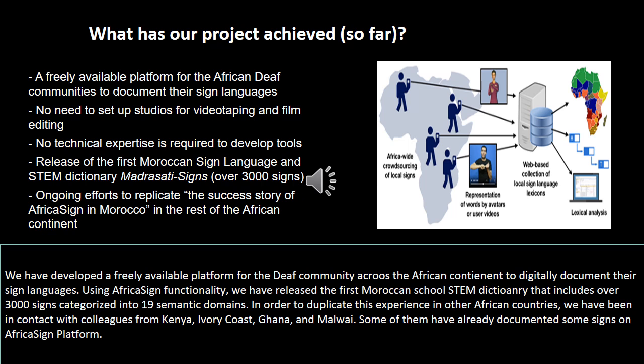This dictionary contains a little over 3,000 signs categorized into 19 semantic domains. In order to duplicate this experience in other African countries, we have been in contact with colleagues from Kenya, Ivory Coast, Ghana, and Malawi, and some of them have already documented some signs on the AfricaSign platform, which you will see later during the demo.